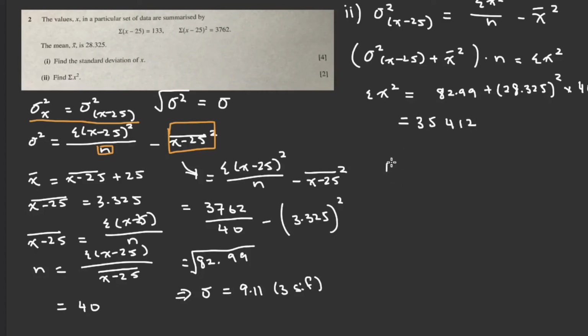So in the final answer, we get that the standard deviation of x is 9.11, in 3 significant figures. And in part II, we find that sigma x squared is equal to 35412. So any coded data and variance and standard deviation questions in our AS Math test are pretty free marks and something you should master since they're practically 3 points.